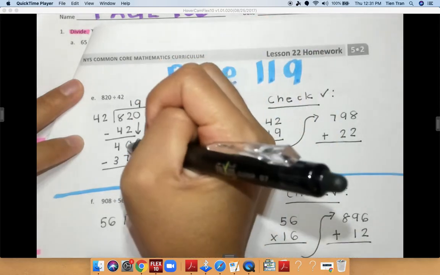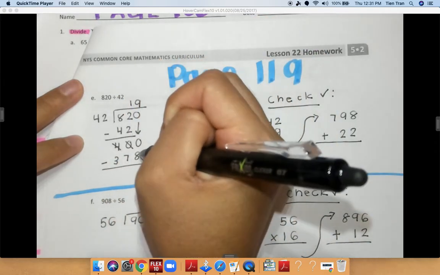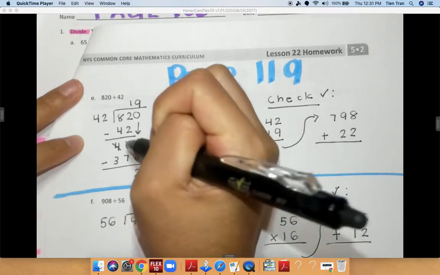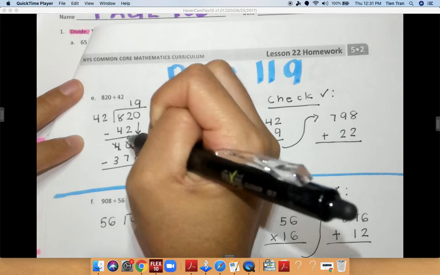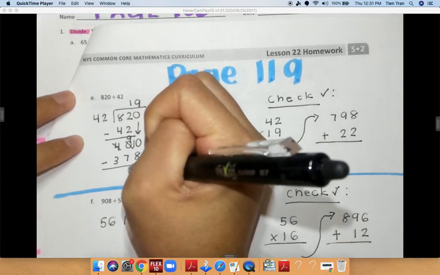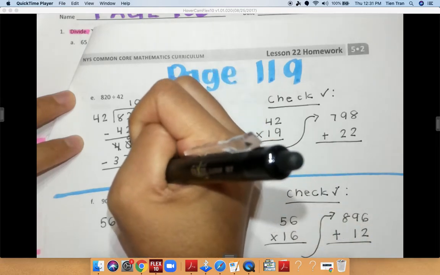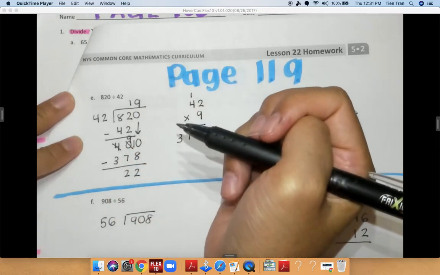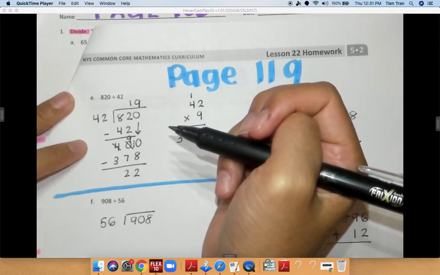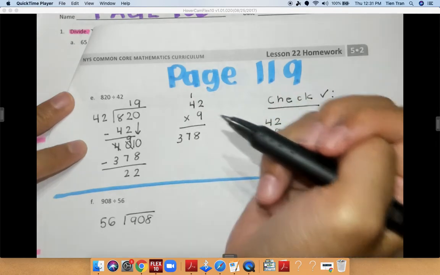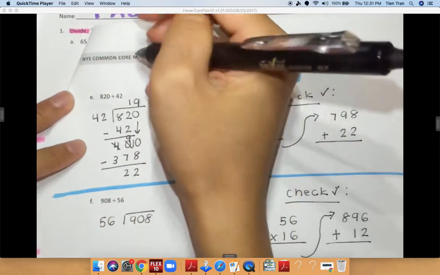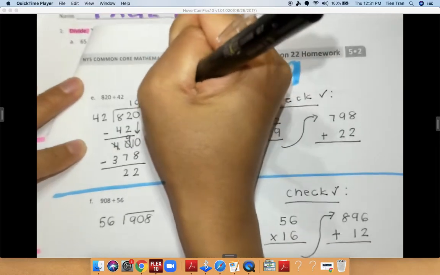Okay, now I'm going to regroup because my number is too small. I can't subtract 0 minus 8. 10 minus 8 is equal to 2. 10 changes to a 9. 9 minus 7 is equal to 2. Oh yeah, it's equal to 2. 4 changes to a 3. And 3 minus 3, let's see, 3 minus 3 is equal to 0. So I don't have to write that. So my remainder is 22.